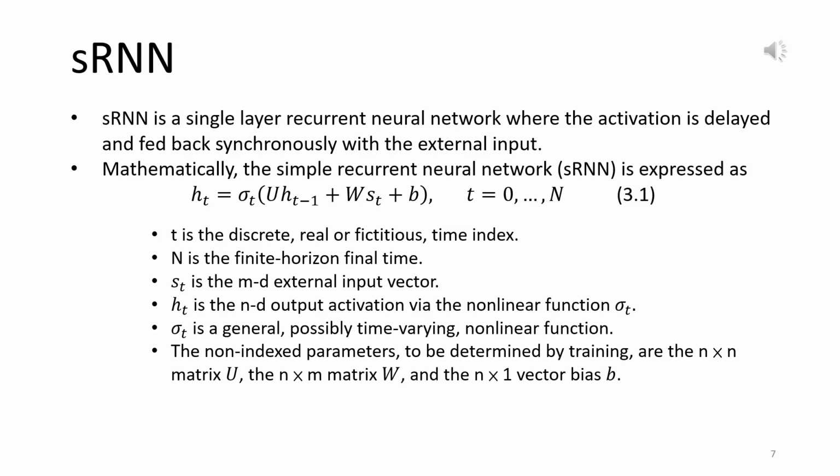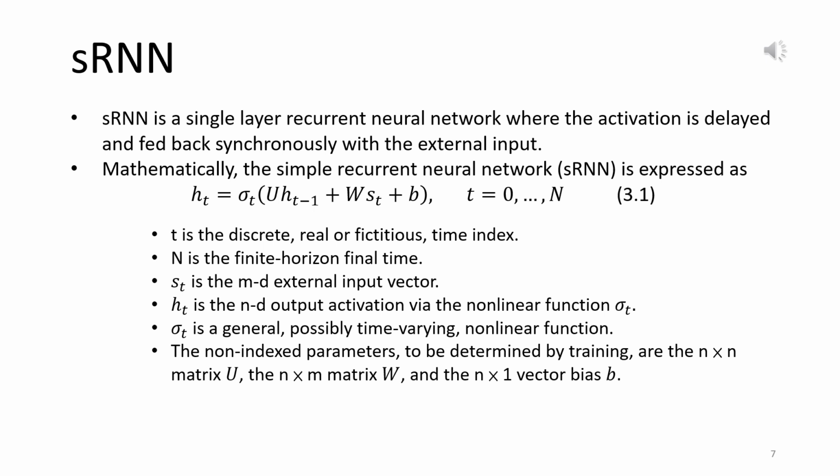As we have seen in the previous chapter, the simple recurrent neural network, SRNN, can be viewed as a single-layer recurrent neural network where the activation is delayed and fed back synchronously with the external input. The result of the activation function, denoted by H_t, is shown in equation 3.1, as we have seen many times before, where t is the discrete, real or fictitious, time index.